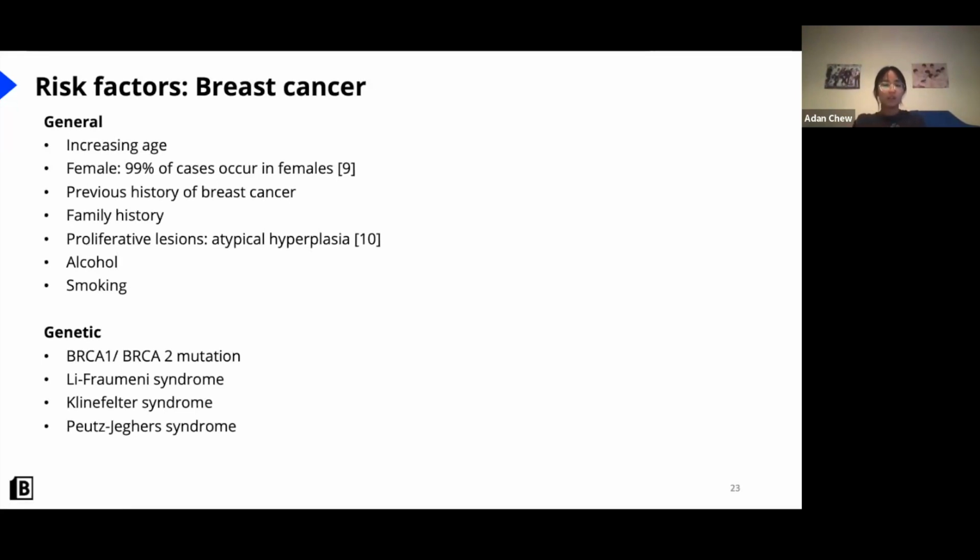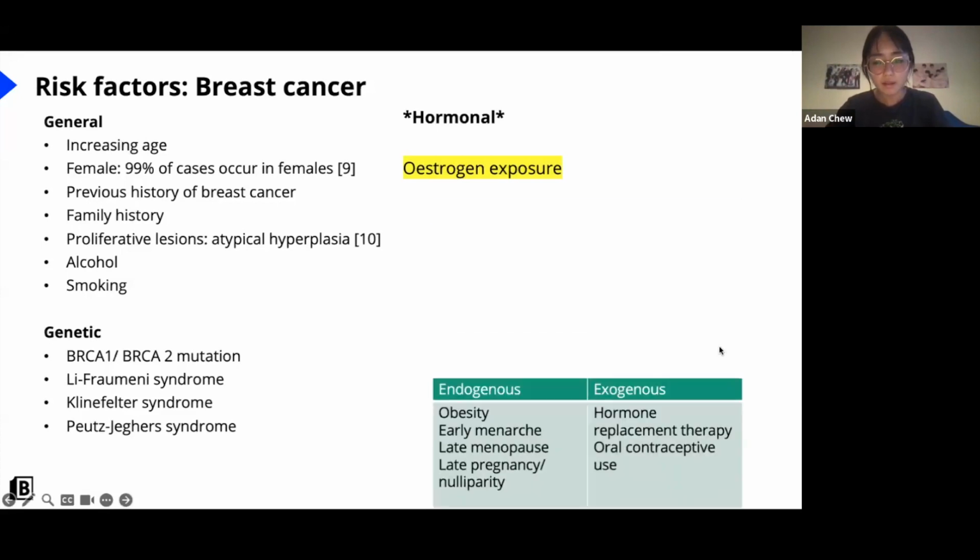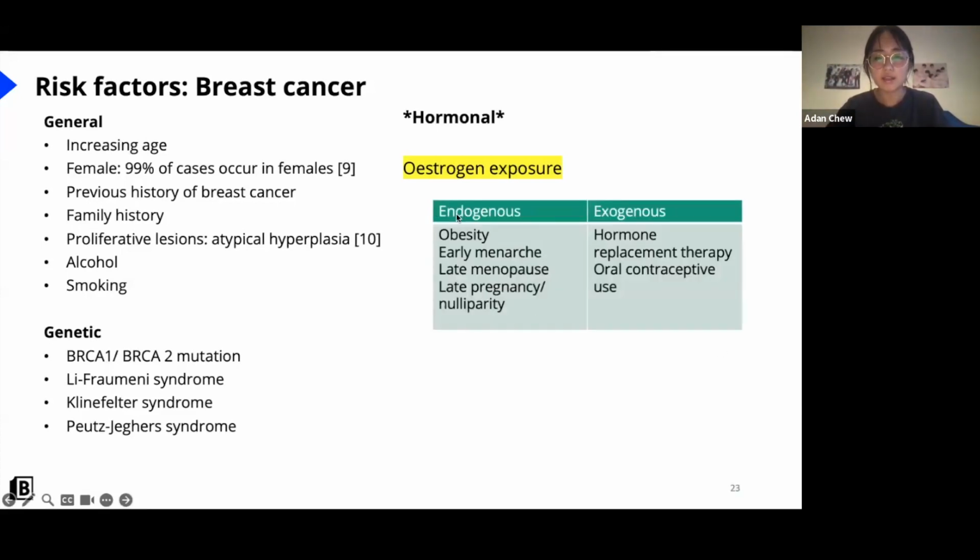And I think for high yield content, the main point to remember is definitely the fact that breast cancer is hormonal, very much hormonal in nature. So one of the biggest risk factors and the principles to remember is estrogen exposure. The more estrogen you're exposed to as an individual, generally the higher risk you are for breast cancer. Yeah, so they can be endogenous, they can be exogenous for the estrogen exposure.